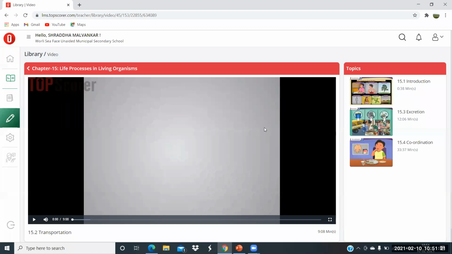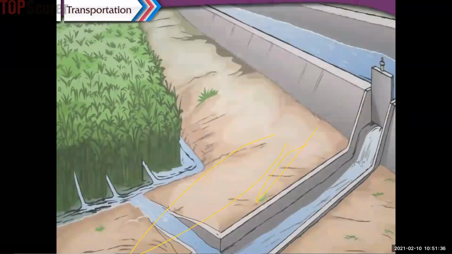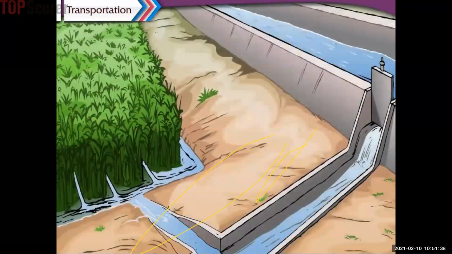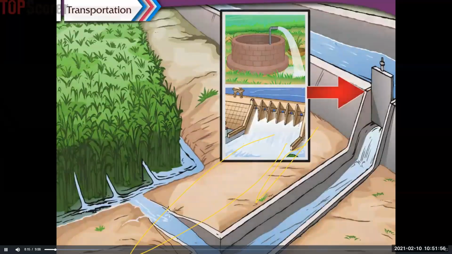Now we will start the video from the beginning, so we will understand it in a better way. We will revise it also. Transportation. Let us consider an example to understand the term transportation. A farmer transports water from wells or dams or from the canals to the plants through channels.